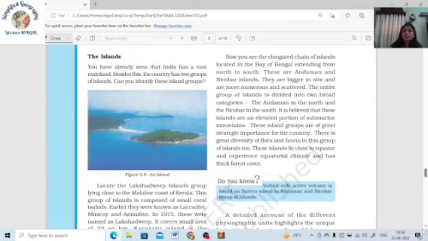We have already seen India has a vast mainland. Besides this, the country has two groups of islands. If we draw like this, we have the Andaman and Nicobar Islands in the Bay of Bengal, and Lakshadweep on the west in the Arabian Sea, right? So these are the two island groups we have.